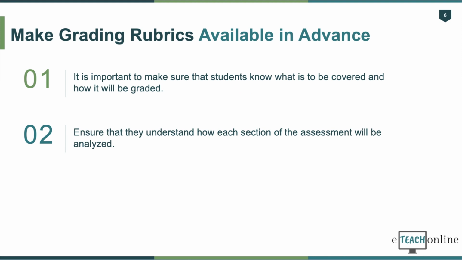Number 1. Make the grading rubric available in advance. Prior to giving students their summative assessments, it's important to make sure that they know what is to be covered and how it will be graded. Provide them with the grading rubric and criteria in advance. Ensure that they understand how each section of the assessment will be analyzed. This type of scoring system assists in closing the feedback loop between the instructor and the learner. Most learning management systems include built-in tools for creating assessment rubrics.